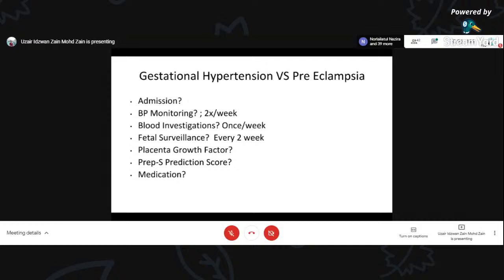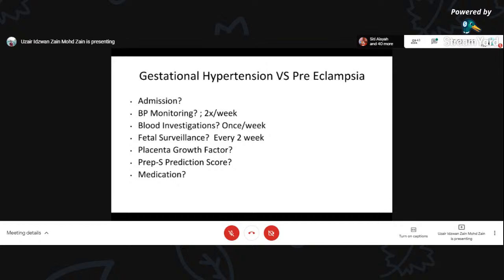The PREP-S prediction score is a score that we use to predict the complications of preeclampsia within 42 days. It's not widely used, but if you have your examiner with you and you know this PREP-S prediction score, it's good to mention it and tell a little bit about it, that it predicts the complications of preeclampsia in 42 days for this patient.